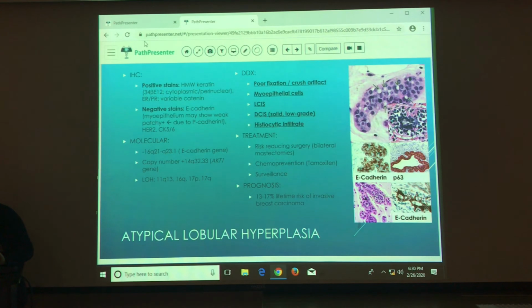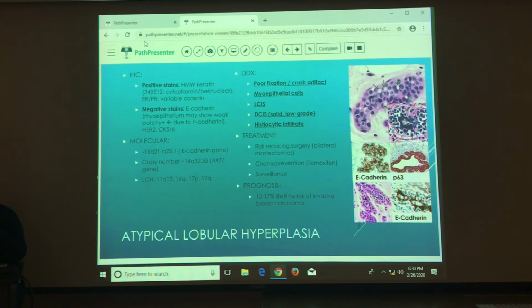Okay, so for stains, your E-cadherin is going to be negative. The caveat to that, though, is that your myoepithelial layer is still present, and it is going to show patchy positivity for E-cadherin because it expresses E-cadherin. Other things like your high molecular weight keratins, so like a lot of our other lesions that were positive for low molecular weight keratins, sometimes that can help you.